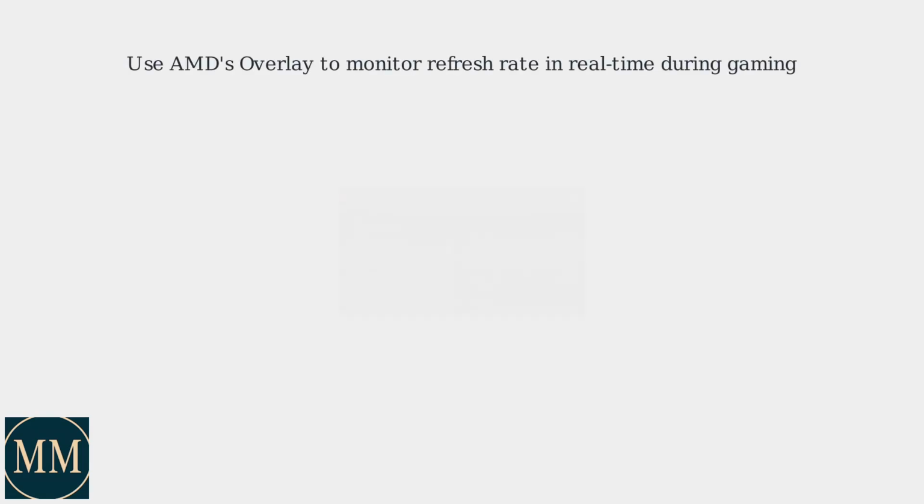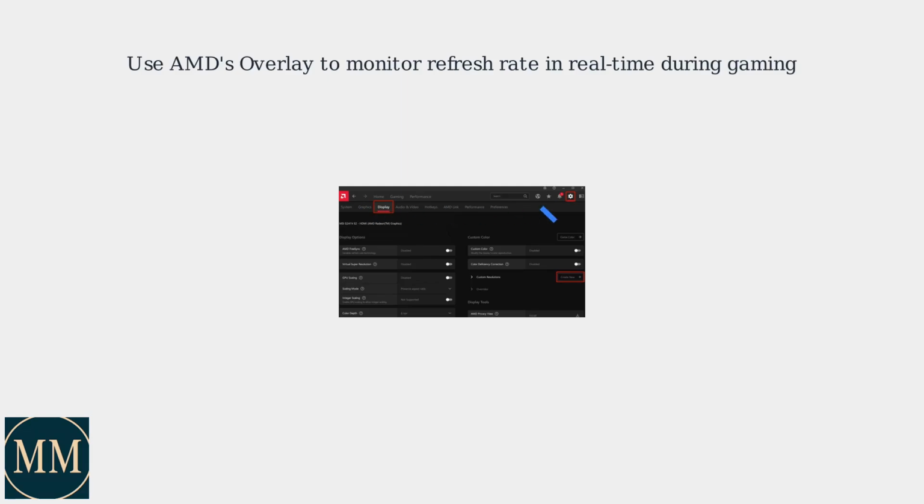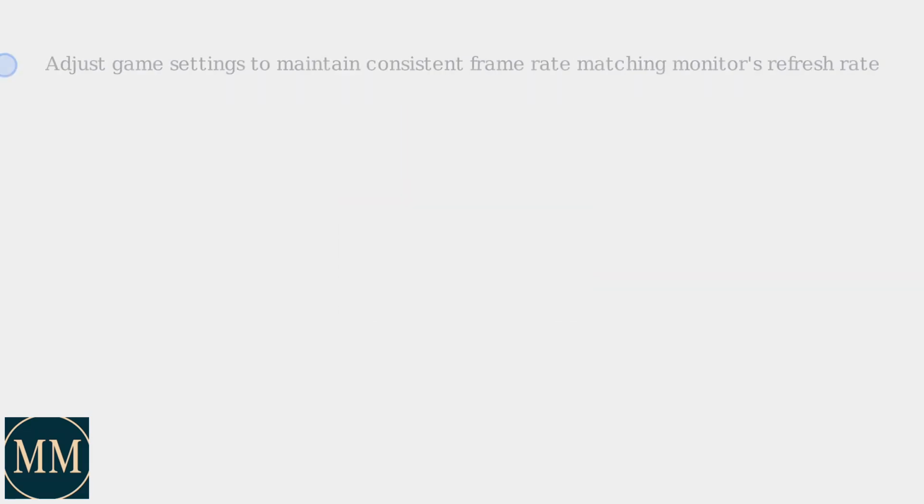Use tools like NVIDIA's PerfHUD to monitor your refresh rate in real time during gaming. Use AMD's overlay to monitor your refresh rate in real time during gaming. Adjust game settings to maintain a consistent frame rate, matching your monitor's refresh rate for optimal smoothness. Regularly update your graphics drivers for the best compatibility and performance. Update your monitor firmware for optimal performance.